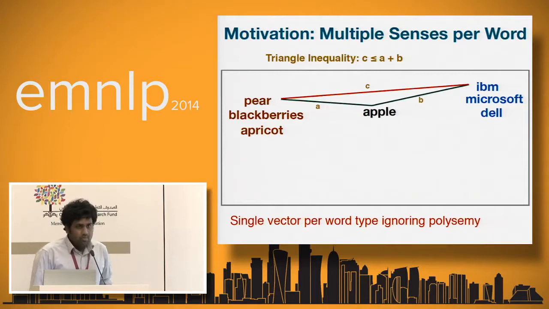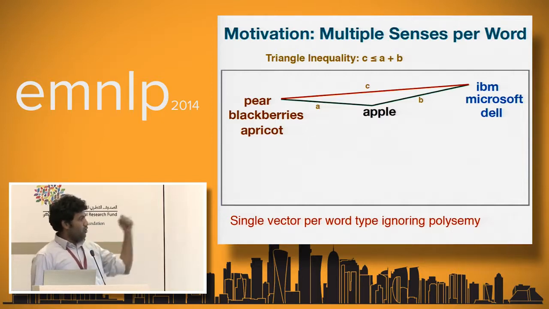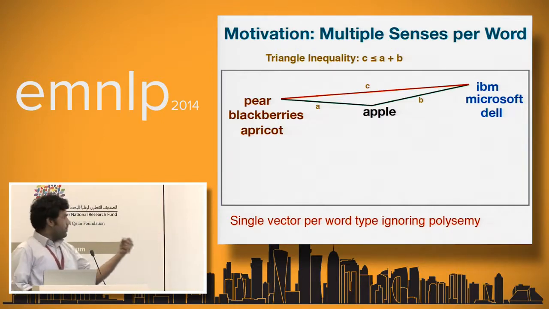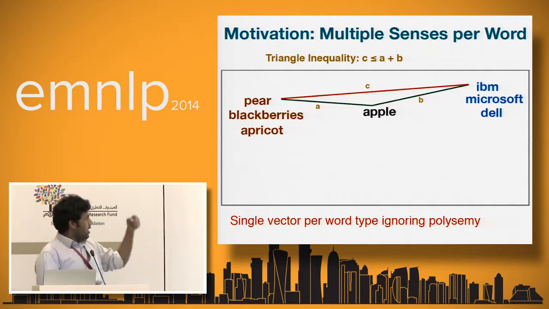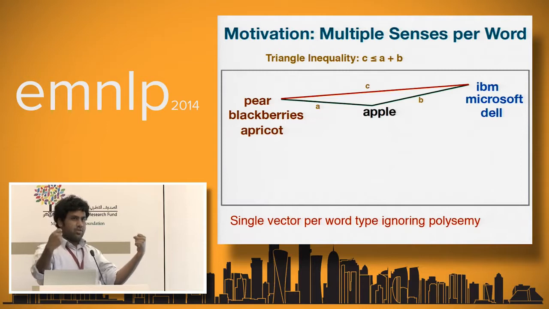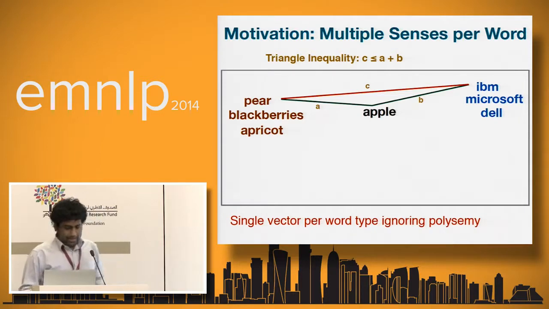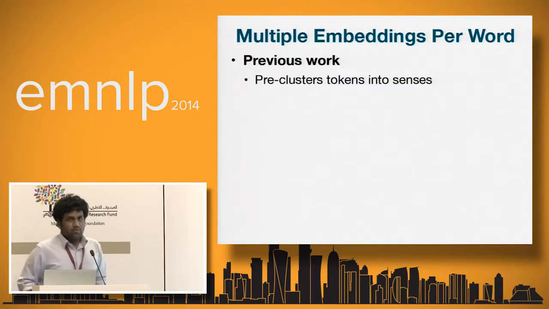A second, more subtle but serious drawback, I think, happens because of triangle inequality. The word apple is close to the cluster of fruits and also the cluster of companies. And because of triangle inequality, the cluster of fruits and the cluster of companies are pulled closer to each other. This would be really confusing if you use it in a supervised model. So this is the motivation for learning multiple embeddings per word.